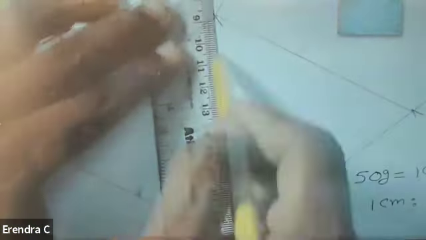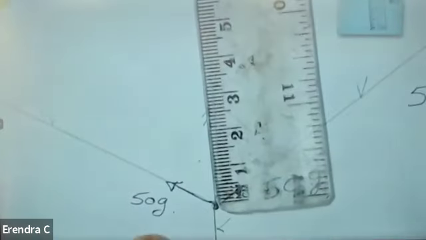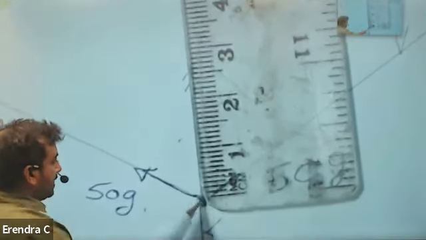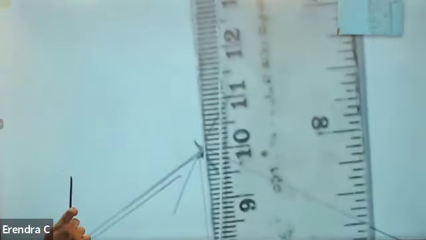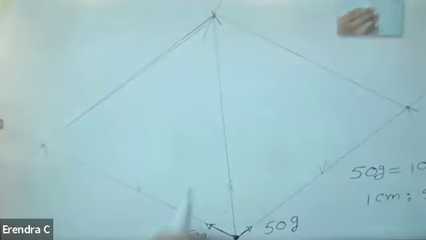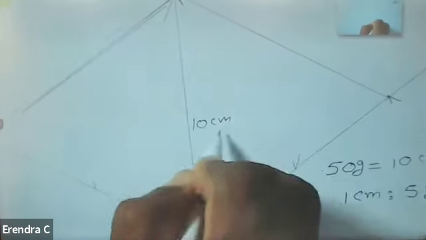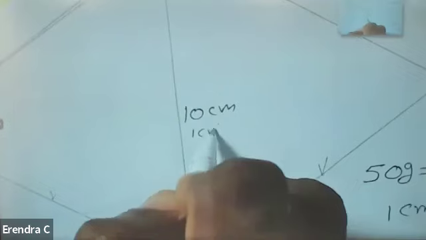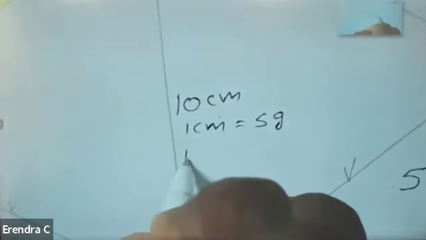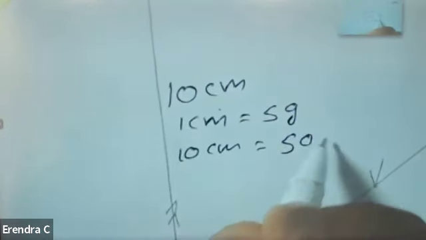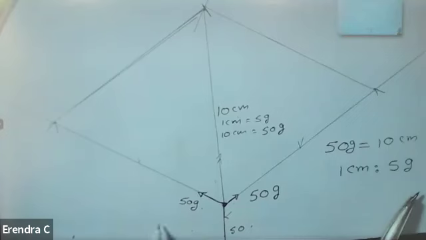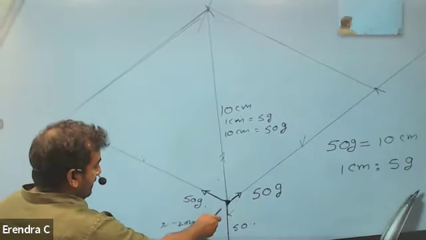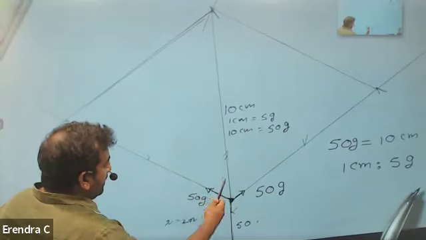Same way, join the vertical. From the vertical you measure, you keep the zero mark exactly coinciding there, to that particular point, 10 centimeters. So 1 centimeter is 5 grams, so the center one should be 50 grams. Center one will be 50 grams. So you check the center weight there. The center weight here, you hung 50 grams. It is also 50 grams.